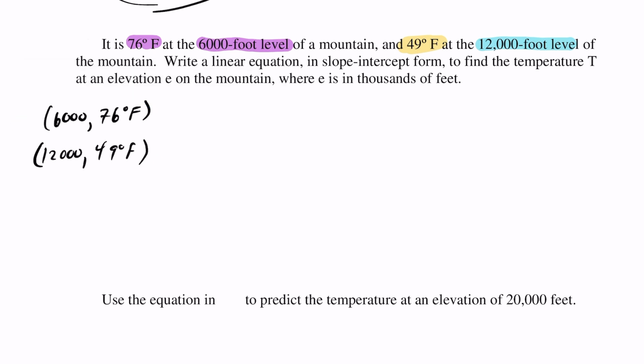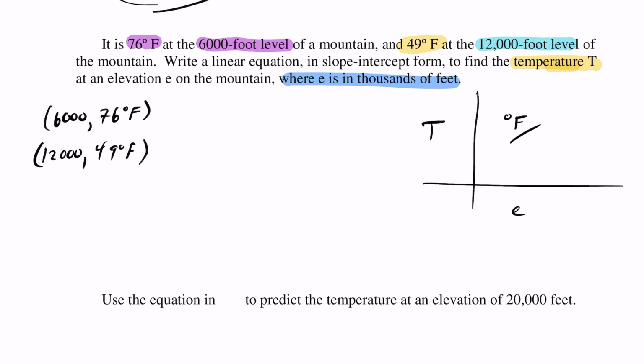Now, if I read the question a little carefully, it says, find the temperature T at an elevation of E feet in thousands. So they want you to label this in a way that E is on your x-axis and T is on your y-axis. So my rate of change is going to be my temperature over elevation. In this case, the rate of change will be degrees Fahrenheit over feet.